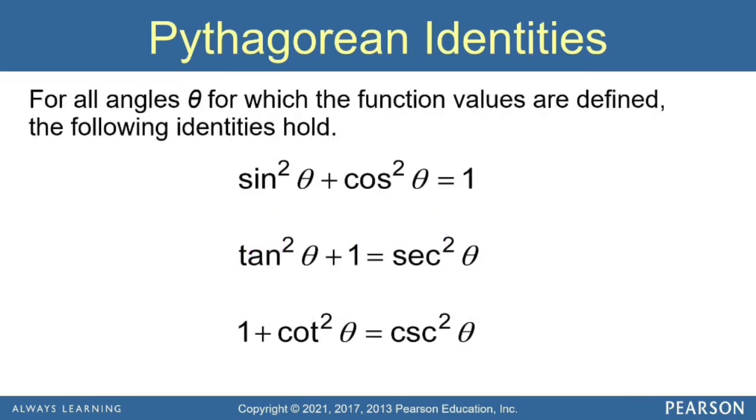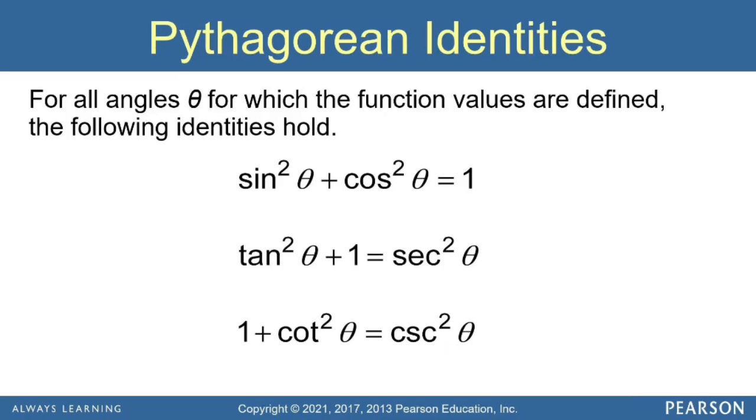So here are the Pythagorean identities. You do not need to memorize these right now. We will memorize them later in the course. But for right now, I just want us to get introduced to them. It says, for all angles theta for which the function values are defined, the following identities hold. Sine squared theta plus cosine squared theta is 1. Tangent squared theta plus 1 is secant squared theta. And 1 plus cotangent squared theta is cosecant squared theta.